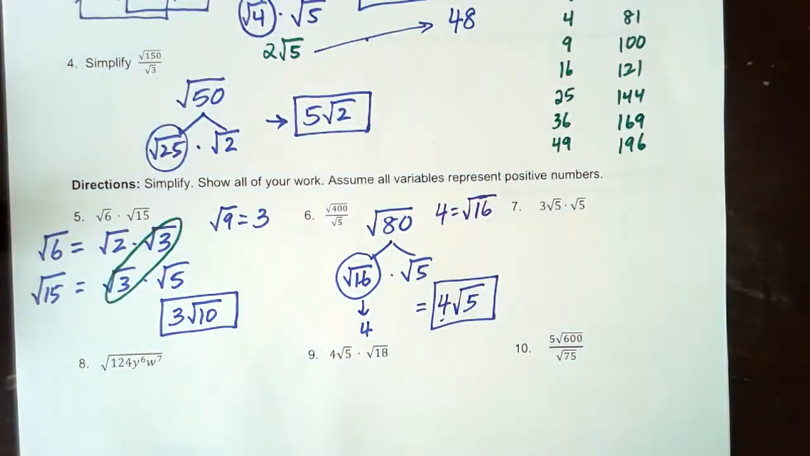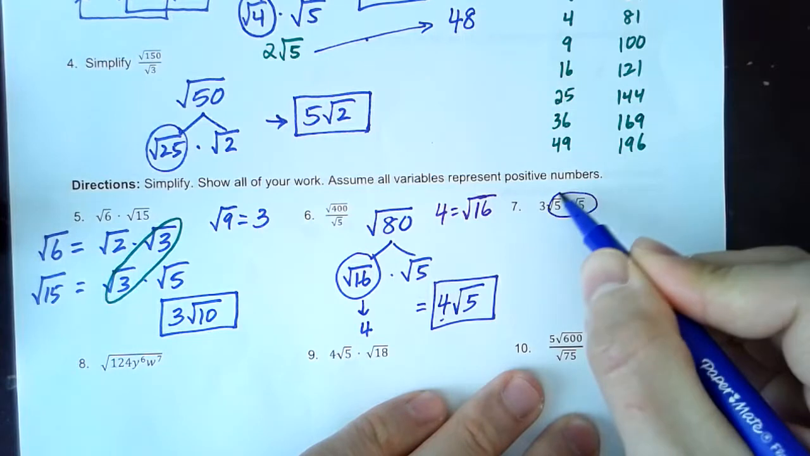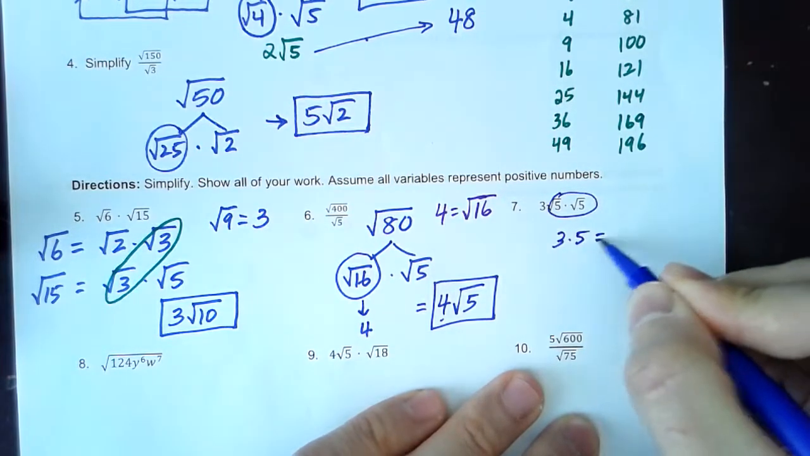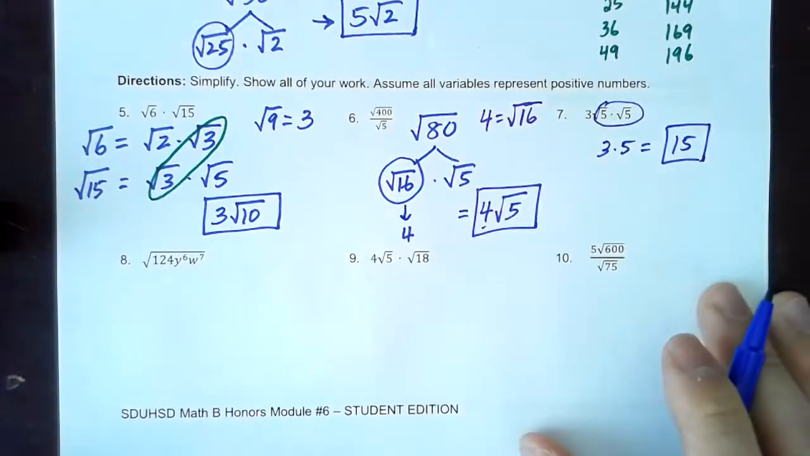Okay. 3 root 5 times root 5, well, they already give us a pair right there, so we just know that that's going to be 5. And this is simply 3 times 5, which is 15. So these are going by pretty fast.